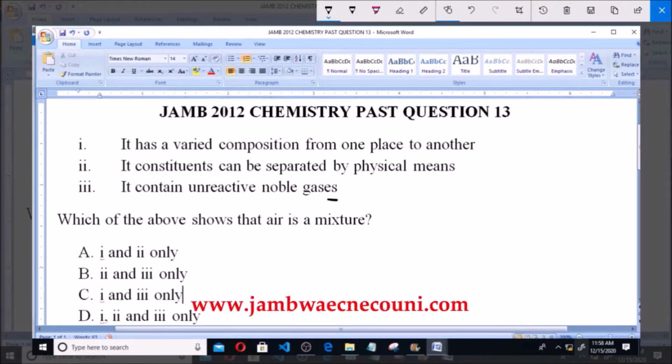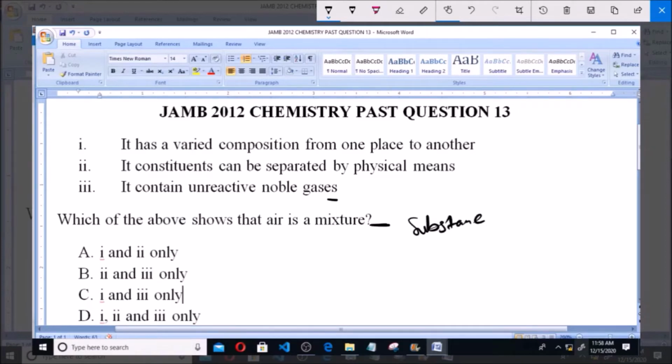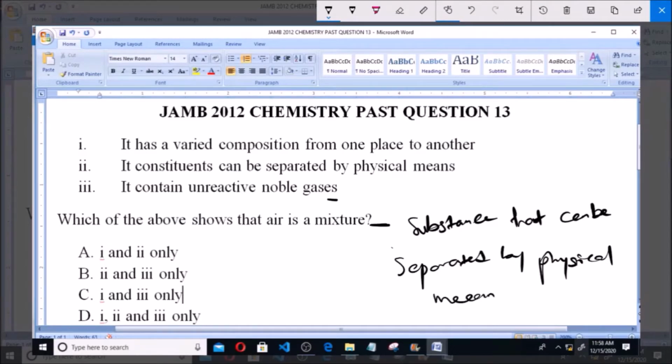Now, III says it contains unreactive noble gases. Now, let's look at it. Which of the above shows that air is a mixture? Now, a mixture simply refers to what? It simply refers to a substance that can be separated by physical means. Now, a mixture cannot be represented by a chemical formula.